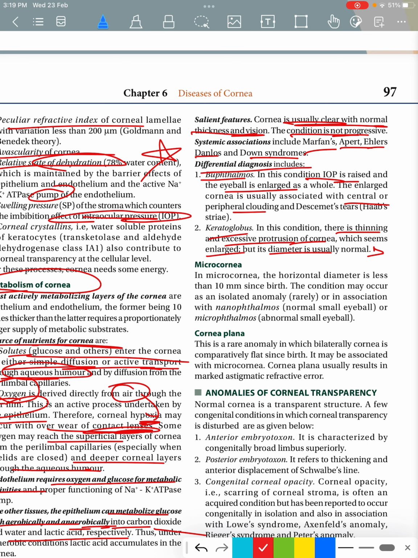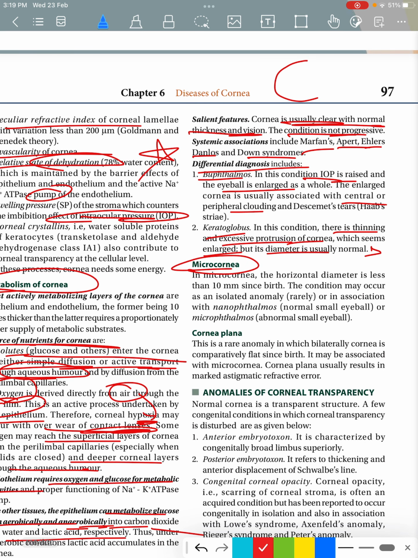Then another condition is microcornea, okay. When the cornea is large, it can increase the size of the eye, so these patients can be myopic due to the increased eyeball size, and there will be increased axial length, okay. Then in microcornea the horizontal diameter is less than 10 millimeter. After 2 years, if it is less than or equal to 10 millimeter, then this is known as microcornea.